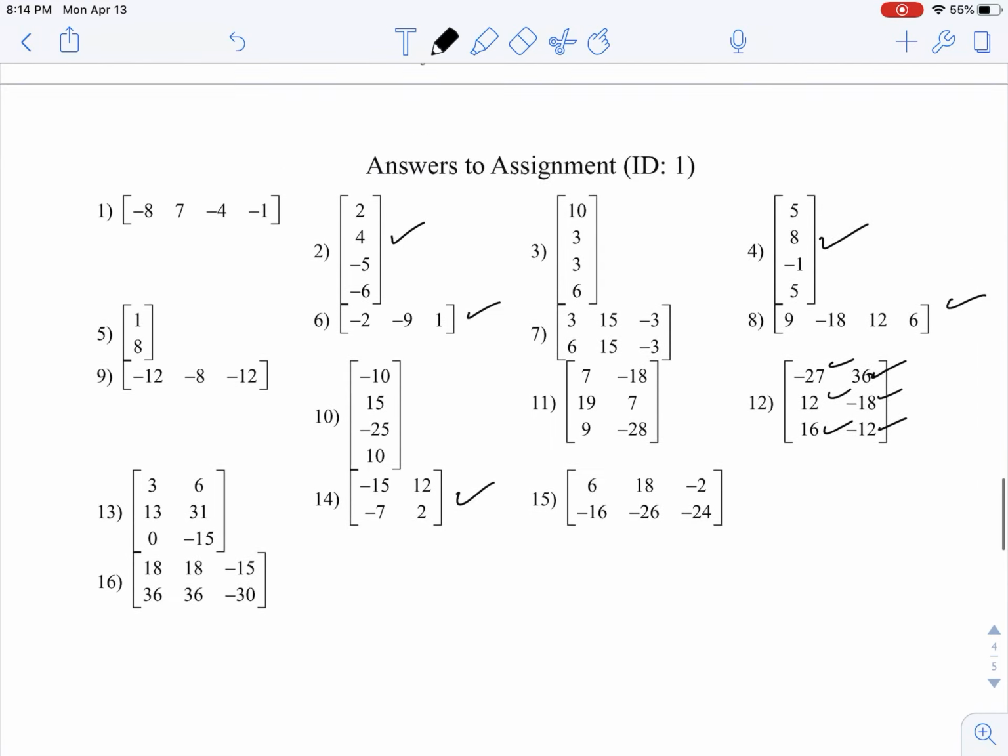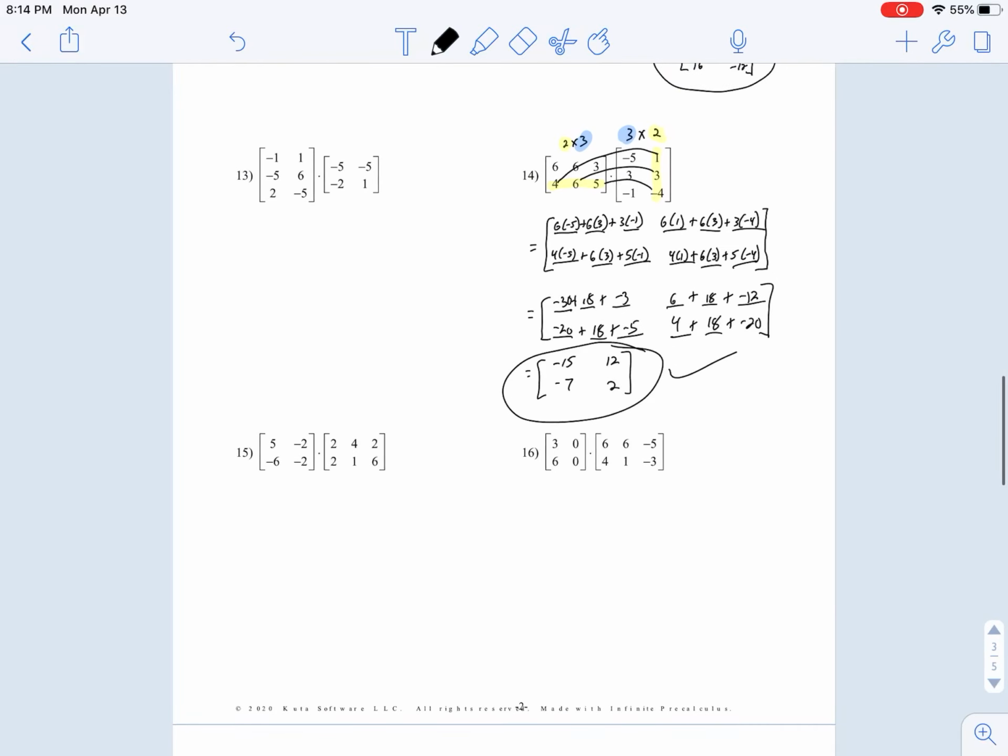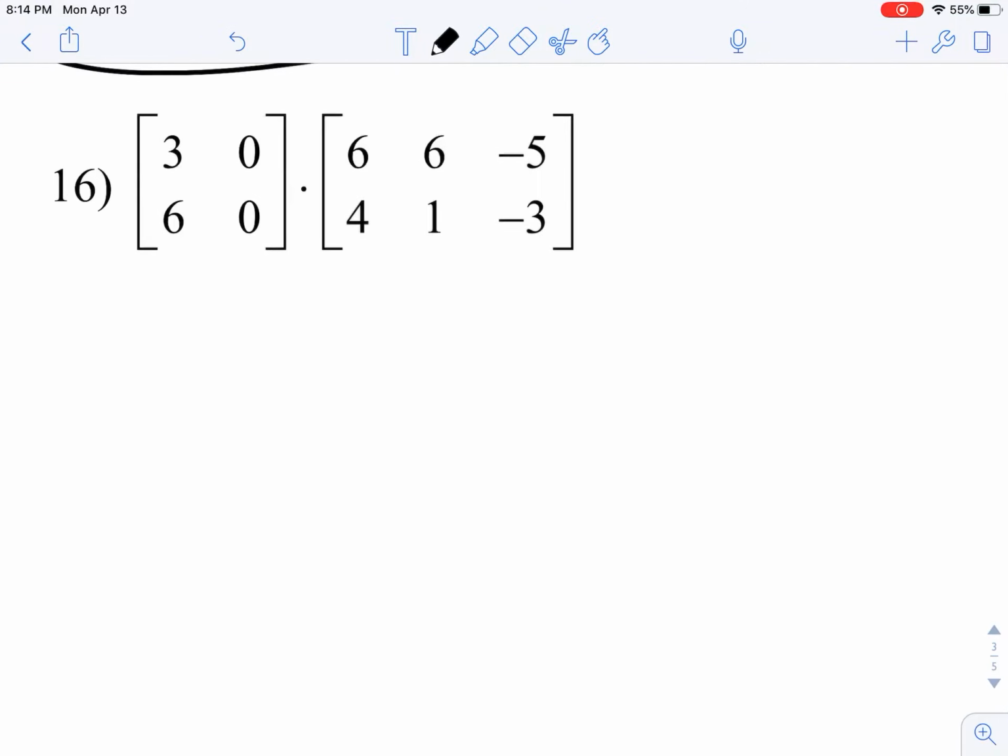All right, let me check this with number 14 down below. Negative 15, 12, negative 7, 2, negative 15, 12, there it is. Okay, we'll do this last one. It might be getting kind of tedious right now. Oh, by the way, we mentioned that on this one the answer would be a 2 by 2, and it was a 2 by 2. Just want to point that out.